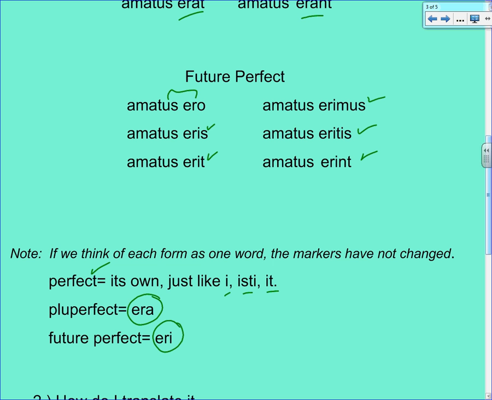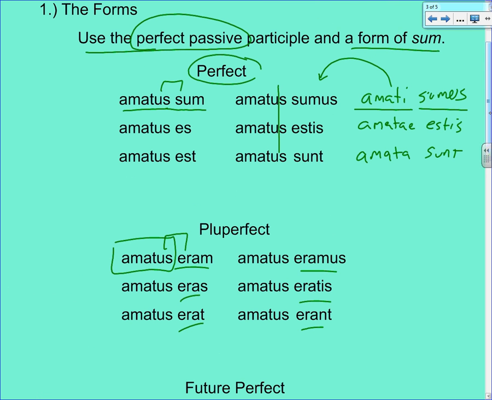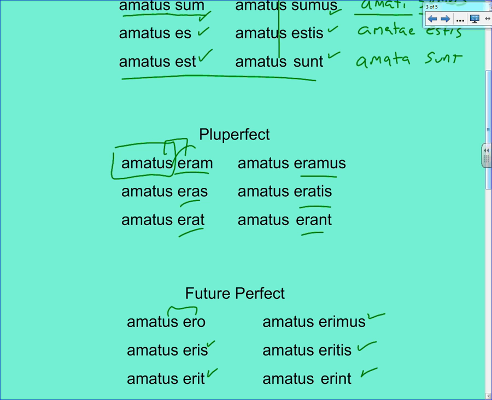We have i, isti, and it for the perfect active. So if you remember that sum, es, est is the perfect, just like i, isti, it, imus, istis, erunt, sumus, estis, sunt, there is no tense marker being used here. There is no tense marker being used. It's just using sum, es, est. If I can remember that and think of it as one word, then this ERA now becomes a lot easier to translate, because I see ERA and I'm thinking pluperfect. And we know that ERA equals had. So in this case, I had been loved.